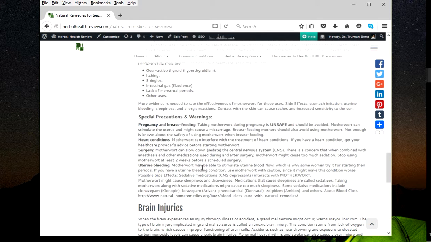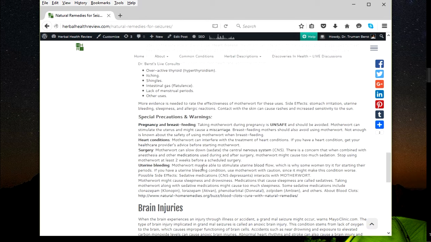And uterine bleeding. Motherwort may be able to stimulate uterine blood flow, which is why some women try it for starting their periods. If you have a uterine bleeding condition, use motherwort with caution, since it might make the condition worse. Possible interactions: sedative medications, CNS depressants. Motherwort might cause sleeplessness and drowsiness. Medications that cause sleepiness are called sedatives. Taking motherwort along with sedative medications might cause too much sleepiness.